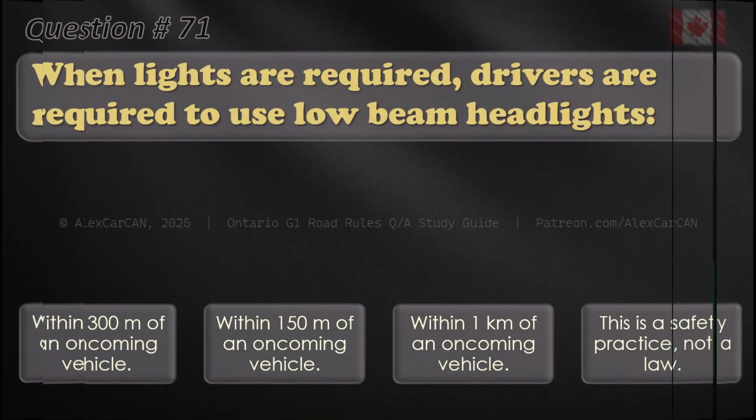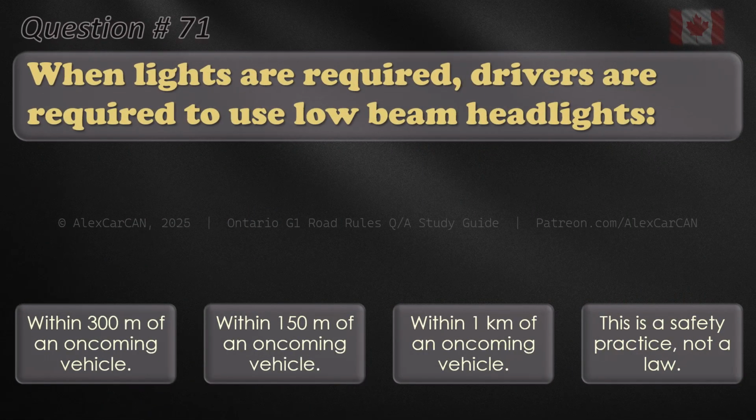Question number 71. When lights are required, drivers are required to use low-beam headlights within 300 meters of an oncoming vehicle. Within 150 meters of an oncoming vehicle. Within 1 kilometer of an oncoming vehicle. This is a safety practice, not a law. The correct answer is: within 150 meters of an oncoming vehicle.